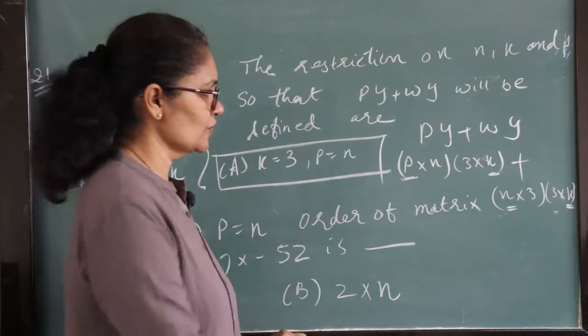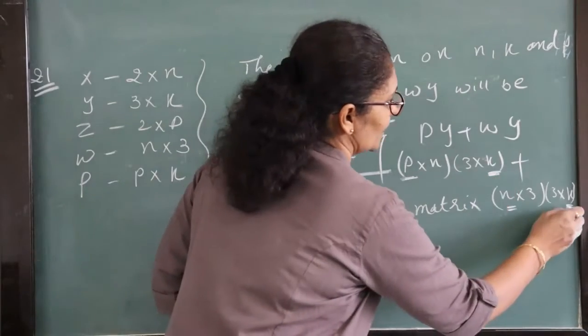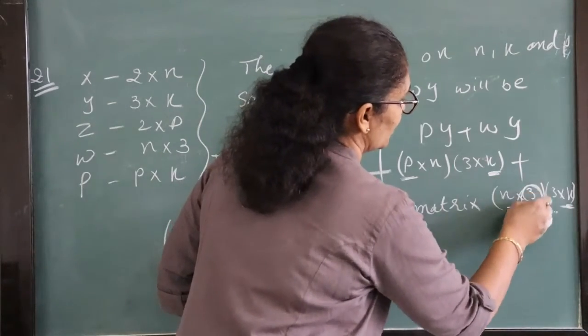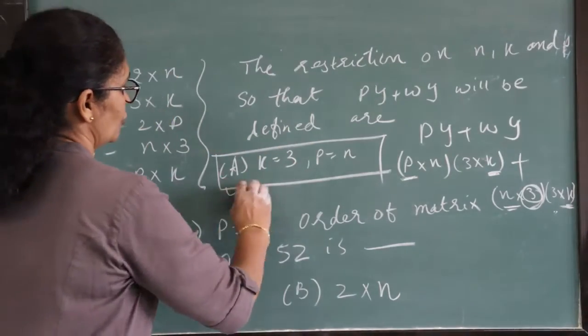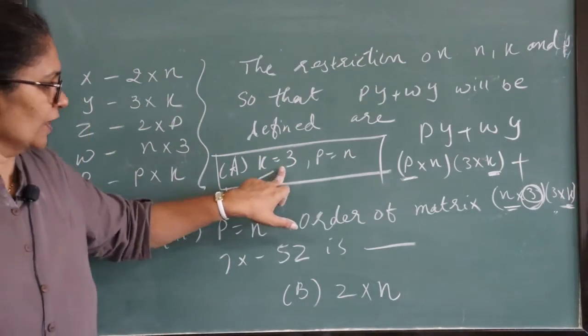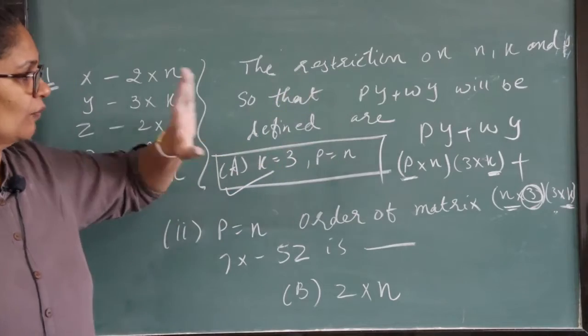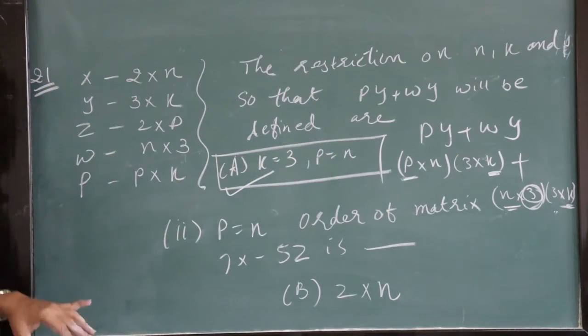Now, k is the same, so only p and n are different. So what do you have to check? Here our k is 3, and p and n are both the same. So your answer is: k is 3, and p and n are the same. Okay, let us check it one more time.